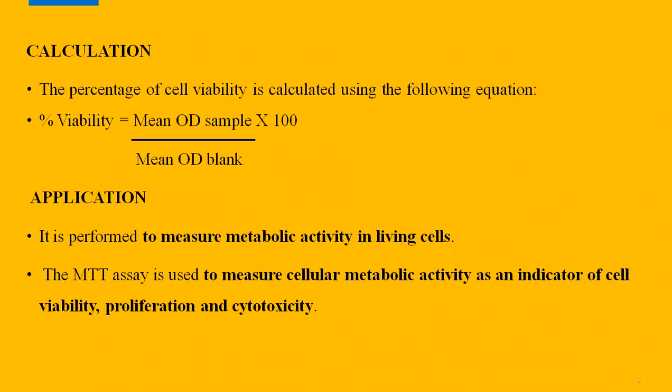In order to calculate the value of MTT assay, the percentage calculation is used, which is as follows. Percentage of viability is equal to mean OD sample divided by mean OD blank into 100. And the major application of this MTT assay is that it is used to measure the metabolic activity in living cells. It is also used to measure metabolic activity as an indicator of cell viability, proliferation and cytotoxicity.